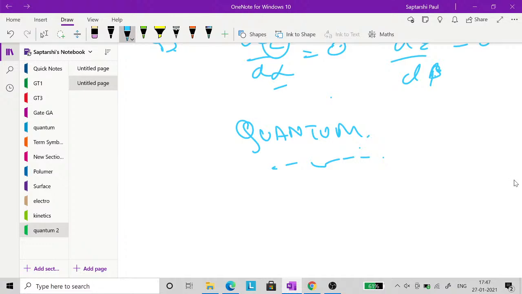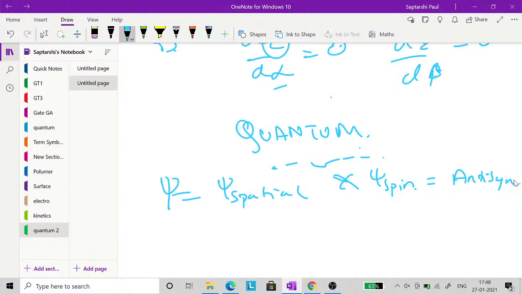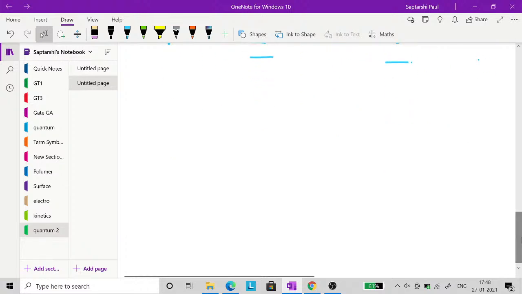Cool. So as I said, psi has two parts. One is your spatial and one is your spin. And the rule for this, I think it's Pauli's rule, is that spatial times spin part has to be antisymmetric. So either the spin part has to be antisymmetric and the spatial symmetric, or the spatial has to be antisymmetric and the spin symmetric, because antisymmetric times symmetric is antisymmetric. This is called Pauli's exclusion principle.